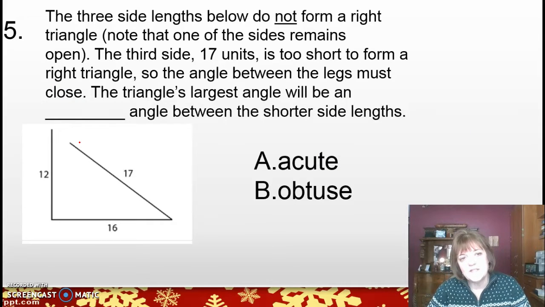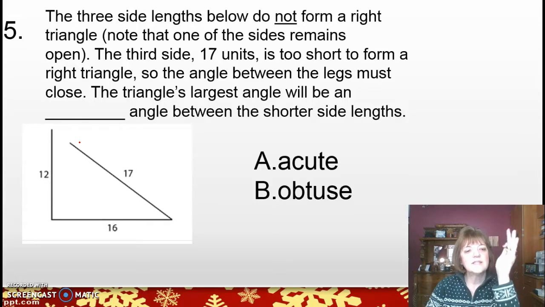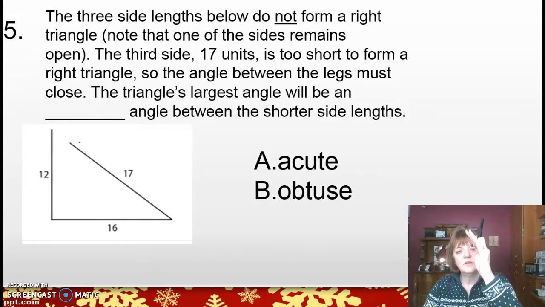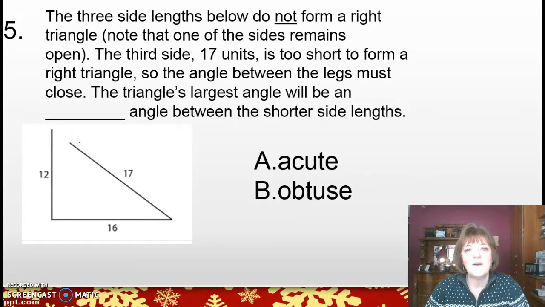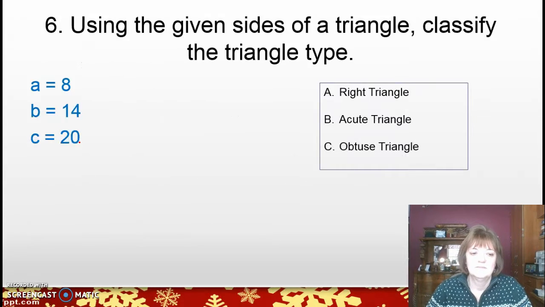Okay, so look at this one and take a look at that little diagram there. What's going to happen with that side, that 12? Are we going to make it an acute triangle, or are we going to make it an obtuse triangle? You figure it out. Last question, all yours. You can do this.